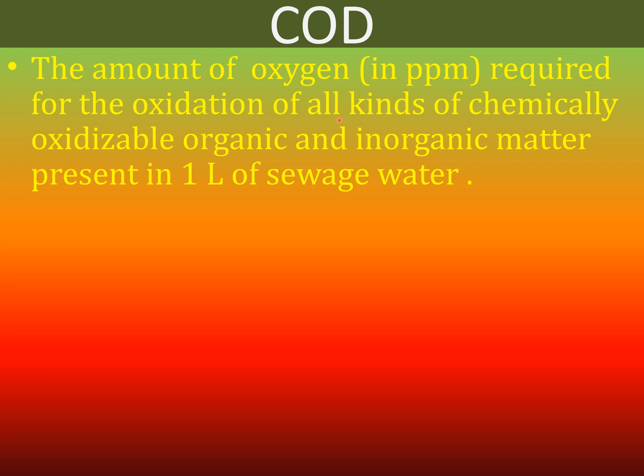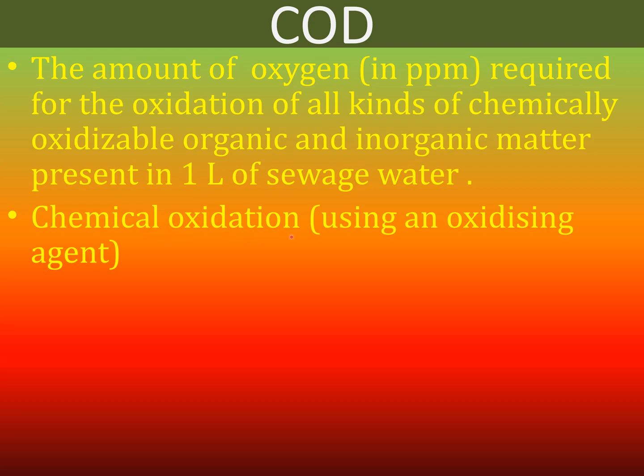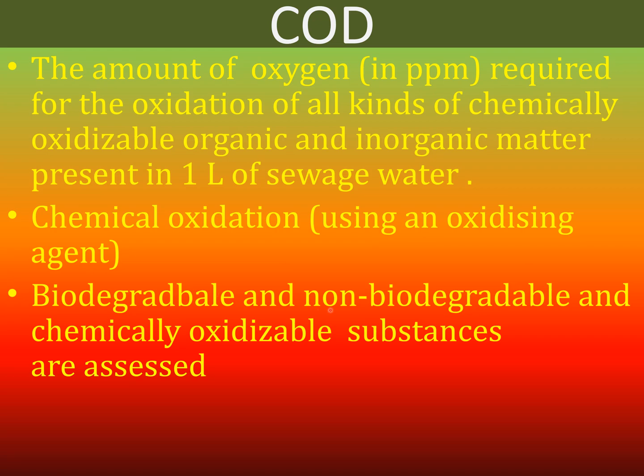Here, certain things have to be kept in mind. One is chemical oxidation is happening and we are using an oxidizing agent. We are not talking about free dissolved oxygen. We are providing oxygen using a chemical oxidizing agent. Now the second one is biodegradable, non-biodegradable and also chemically oxidizable substances are assessed here. And the third point is that it is highly fast. And since it includes more organic waste, COD value will be definitely higher than BOD value. So these are certain important points about COD. I hope it is clear.